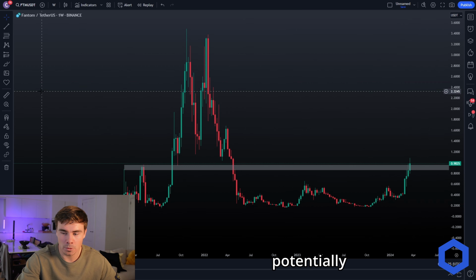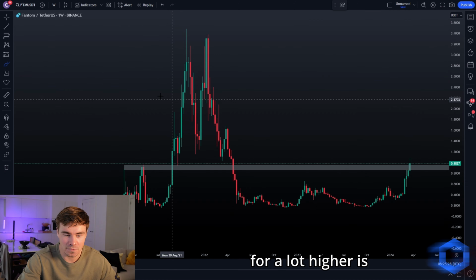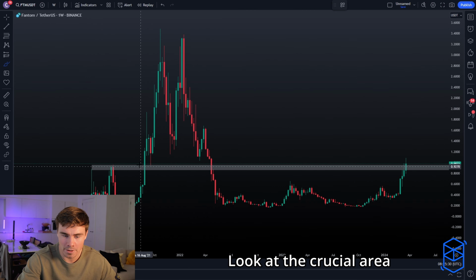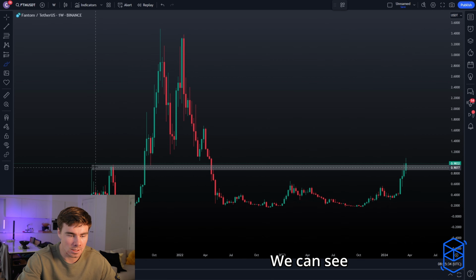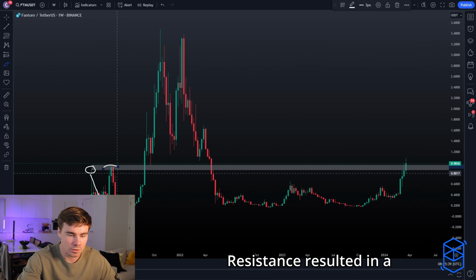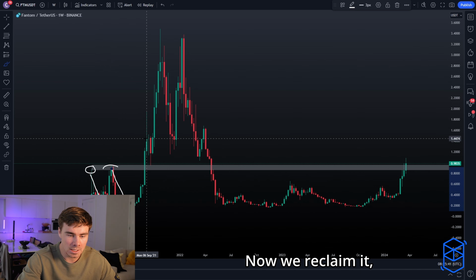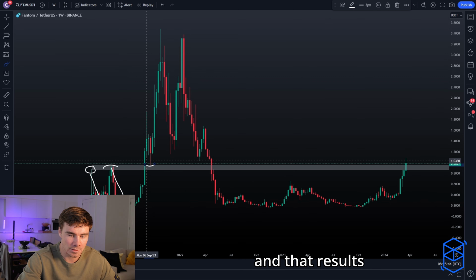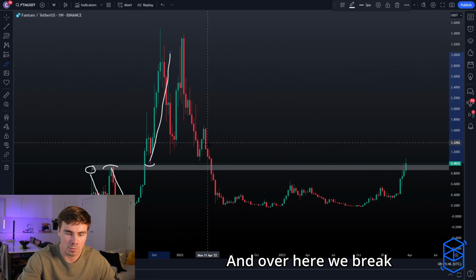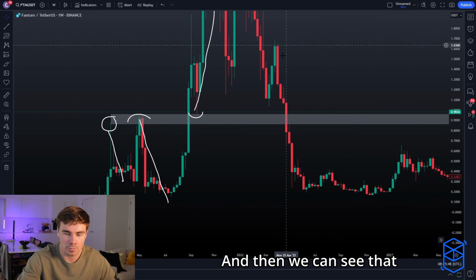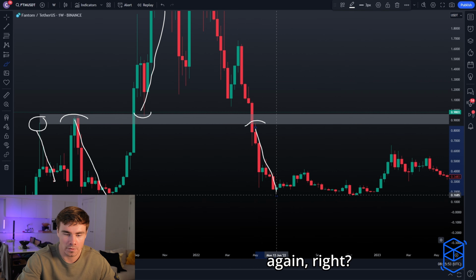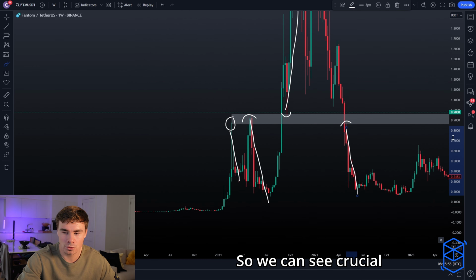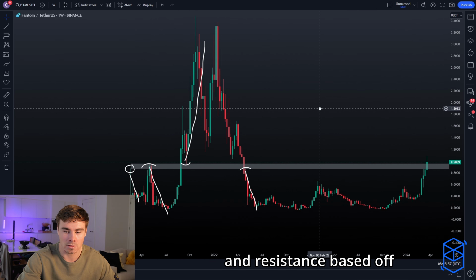The next altcoin that is potentially looking primed for a lot higher is Fantom, guys. Look at the crucial area of resistance and support that we are currently potentially breaking out above. We can see previous high over here resulted in a huge crash. Resistance resulted in a huge crash. Then we reclaim it, test it as support over here, and that results in a huge pump. And over here we break out below it again, and then we can see that the top of this wick acts as huge resistance, and then we drop off again, right? So we can see crucial area of support and resistance based off the weekly time frame.